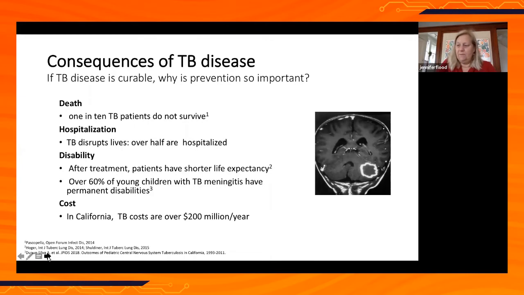TB disease can be treated. So why is latent TB and prevention of TB important? Even though TB disease is curable, 1 in 10 do not survive treatment. Half are hospitalized, and that is disruptive and costly to the person and their family. After treatment, there may be a shorter lifespan, and children can have tragic consequences. The cost, in addition to the human toll, is expensive. In California, where I work, over $200 million per year is spent on TB costs.